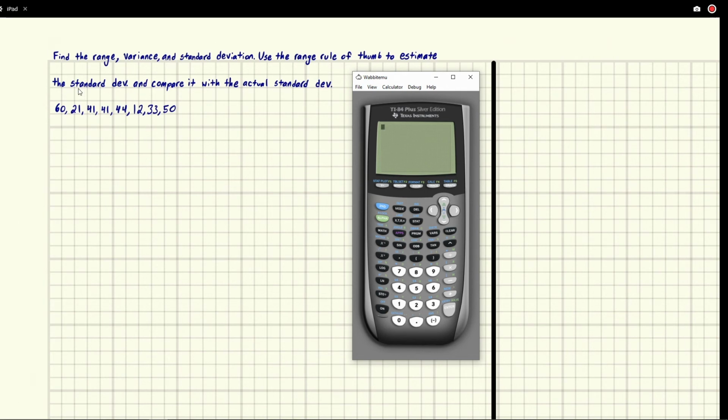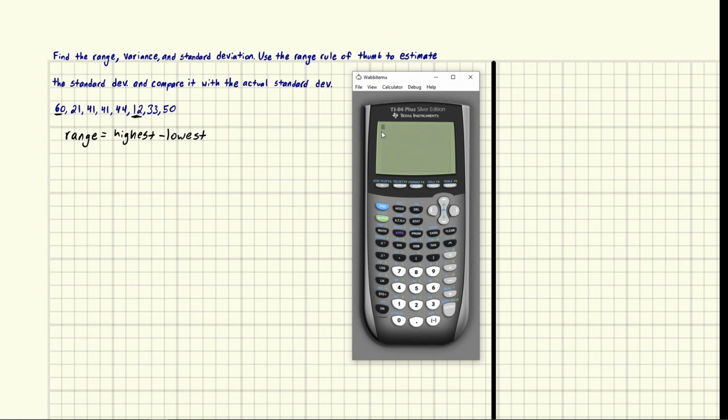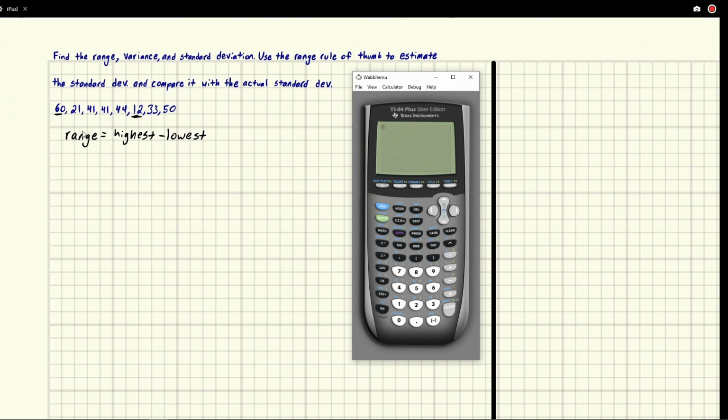So, okay, looking at this, let's just start off with the range. So the range is equal to the highest value minus the lowest one. So this will give us an idea of what the span of our data is, how far apart is the highest from the lowest. So our highest value, just looking at this, appears to be 60, and our lowest value looks like it's 12. If you have a lot of numbers, you might consider entering them in the calculator and then sorting them. And it'll actually tell you what the highest and lowest are for free that way, because it can be pretty easy to miss this sometimes.